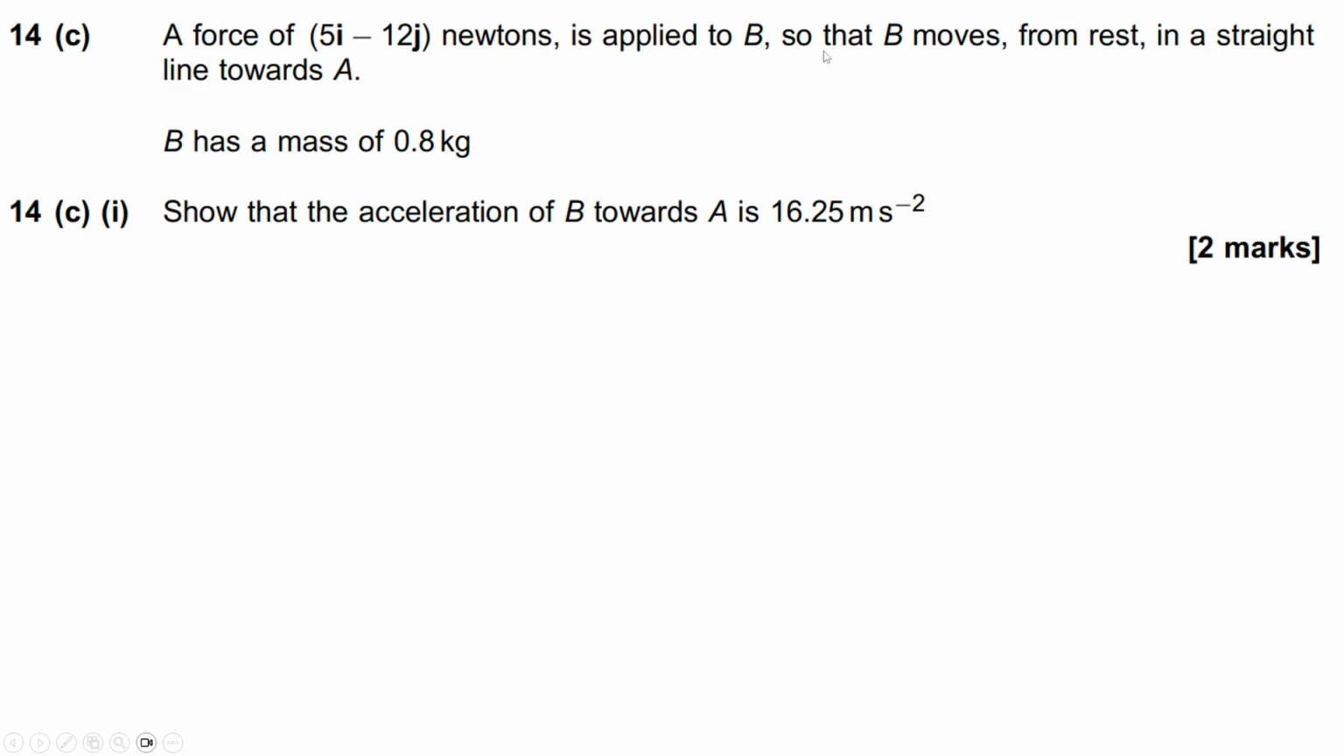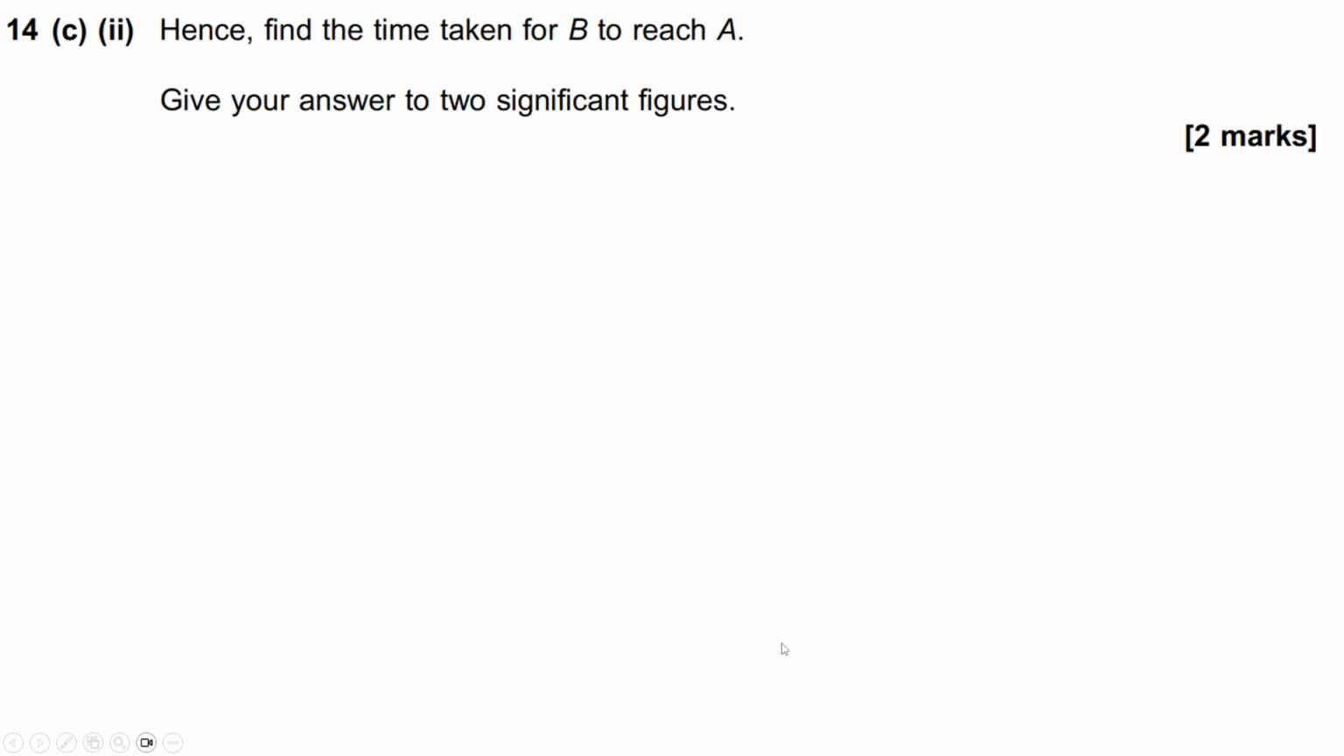This force is applied to B, so it moves from rest in a straight line towards A. B has a mass of 0.8 kg. Show the acceleration. It's talking about mass and acceleration and forces, so you're using F equals ma. The magnitude of the force is just Pythagoras of this, and that's 13. It's a Pythagorean triple. So we're using F equals ma because force, mass, acceleration. Plug in 13, plug in m is 0.8 to get a, which is 16.25.